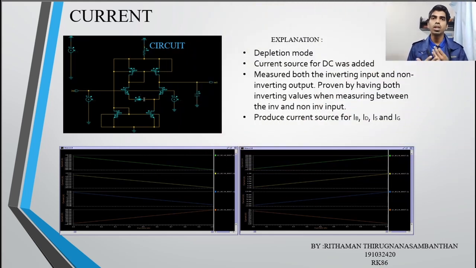So, first of all, let's look at the circuit. In this, we could clearly see that the transistors we used were NMOS and PMOS. Both of the transistors were depletion mode transistors. The current source for DC was added in our circuit because we want to measure both the inverting and non-inverting inputs. When measuring, we have proven that both the values were inverted, for the non-inverting input and the inverting output.